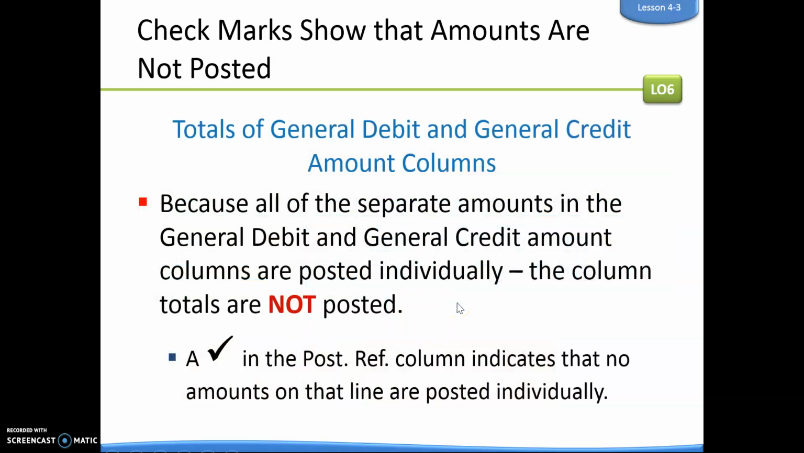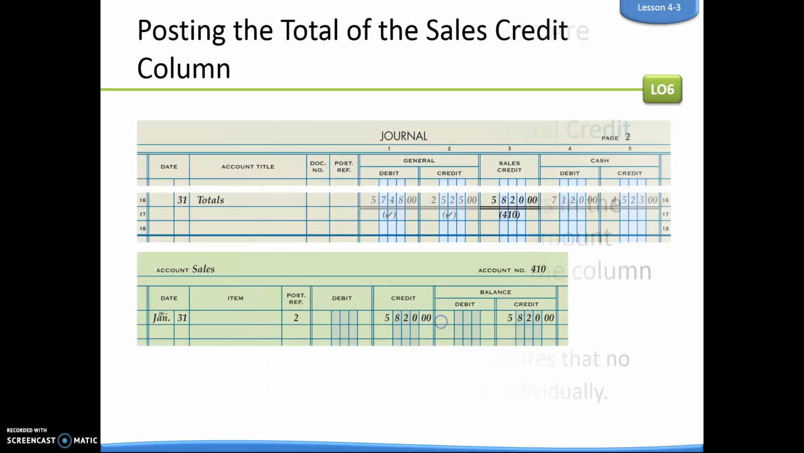What we do post, however, is our sales credit total, our cash debit total, and our cash credit total. Those are our special amount columns.